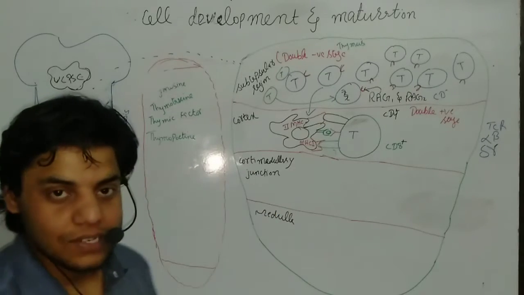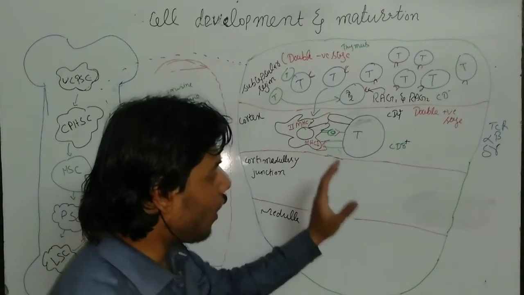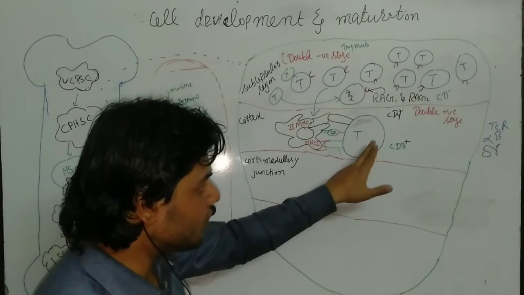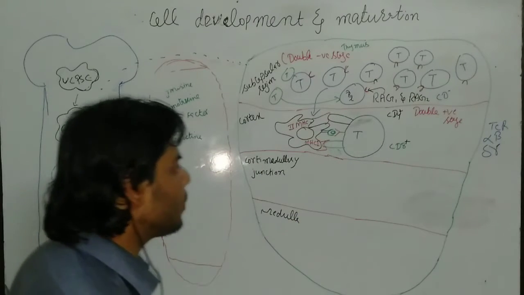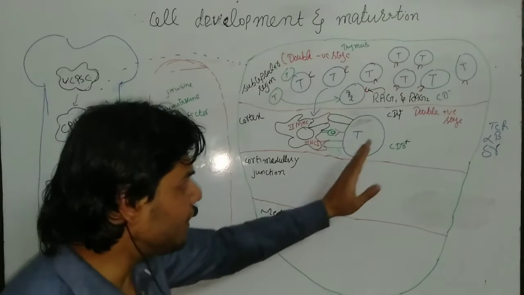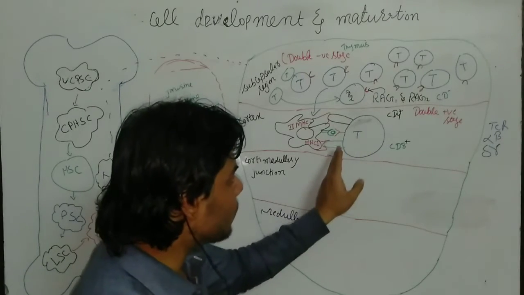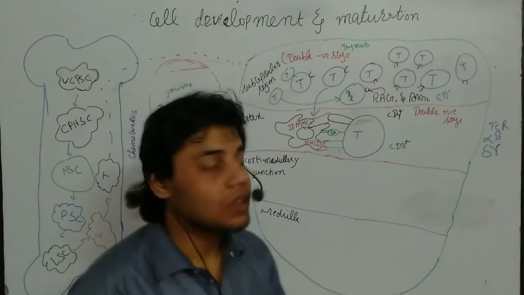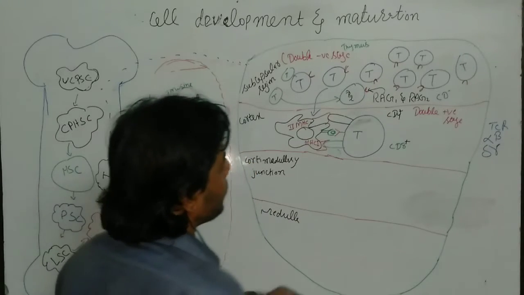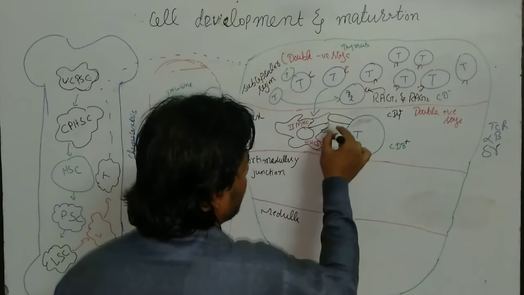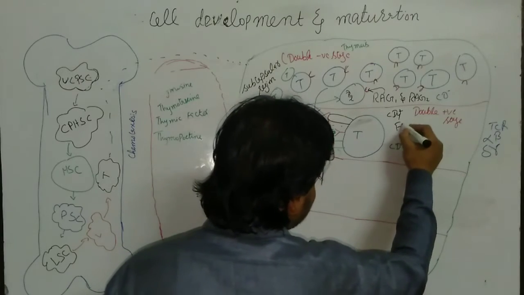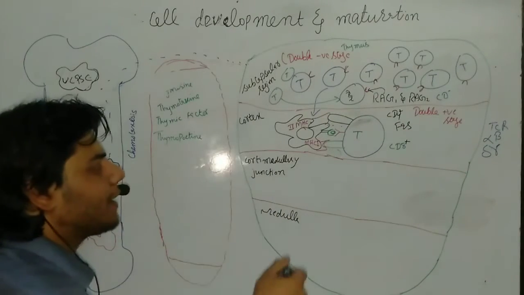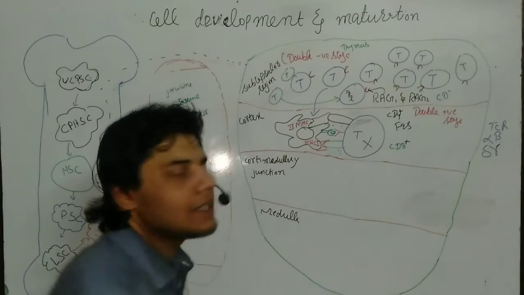At this second stage, once it is recognized, it will be selected and shifted to the next stage, which we call the corticomedullary junction. If it doesn't recognize this CD molecule, then this cell will undergo apoptosis, meaning they will secrete some kind of cytokine, which we call FAS. This FAS will ultimately kill this T cell.